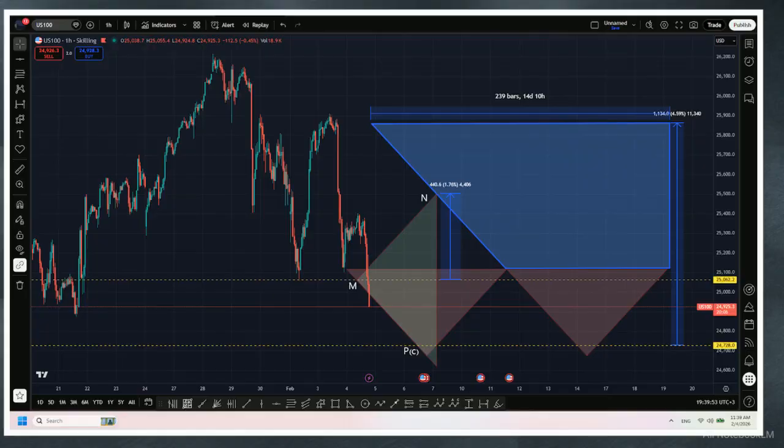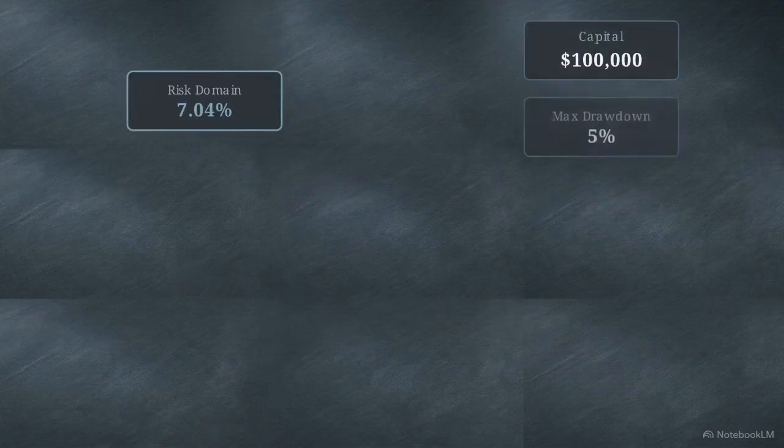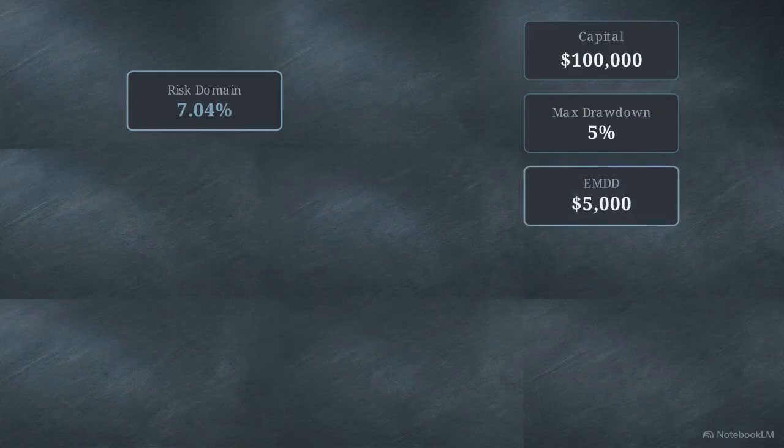The structural time limit for this geometry is defined by a trapezoid time duration constraint of exactly 15 days. The third triangle domain percentage is calculated at 3.52%. Applying a risk coefficient of 2 brings the total risk domain to 7.04%. Working from a hypothetical capital baseline of $100,000, the expected max drawdown limit is strictly capped at 5%, or $5,000.